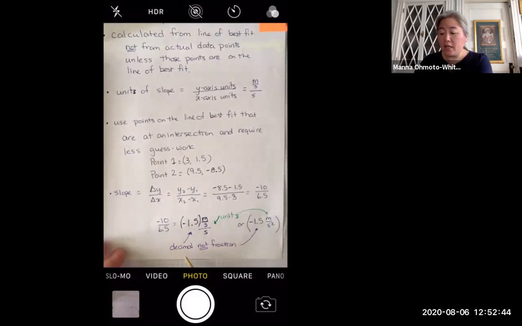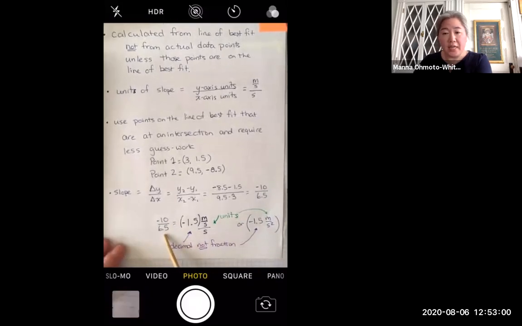Notice that I always convert my answer into a decimal, and I don't use fractions. Fractions are not used in science class. They are used in math class, but not in science. So if you present your answer as a fraction, you will get points off. It needs to be converted to a decimal.